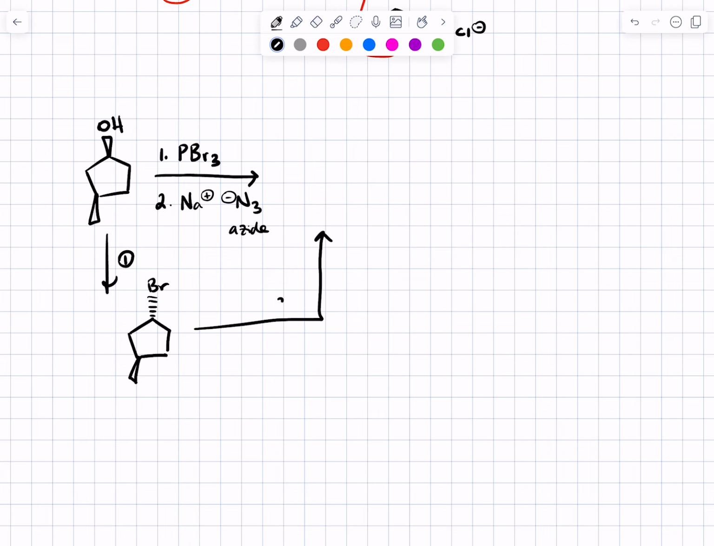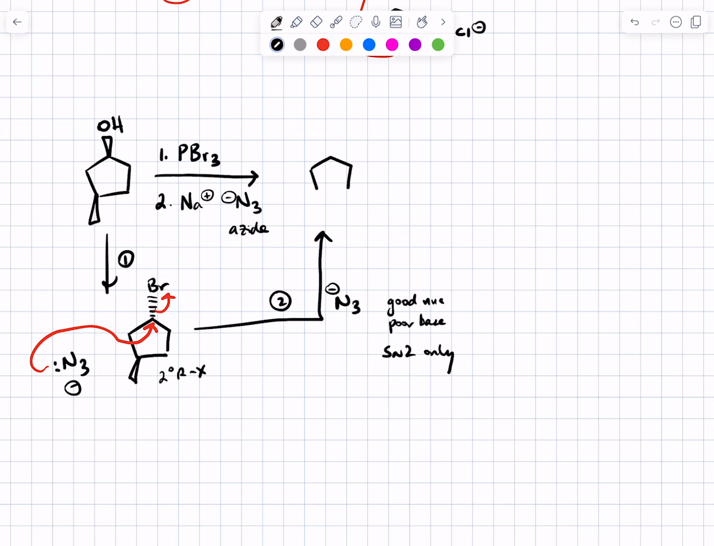Then in step two, now we're back to chapter 7 and 8 chemistry. We've got a secondary alkyl halide. We've got something that is a good nucleophile but a poor base. So we expect only SN2. So now the azide nucleophile attacks from the backside in SN2 fashion, and in my product I should have N3 up.